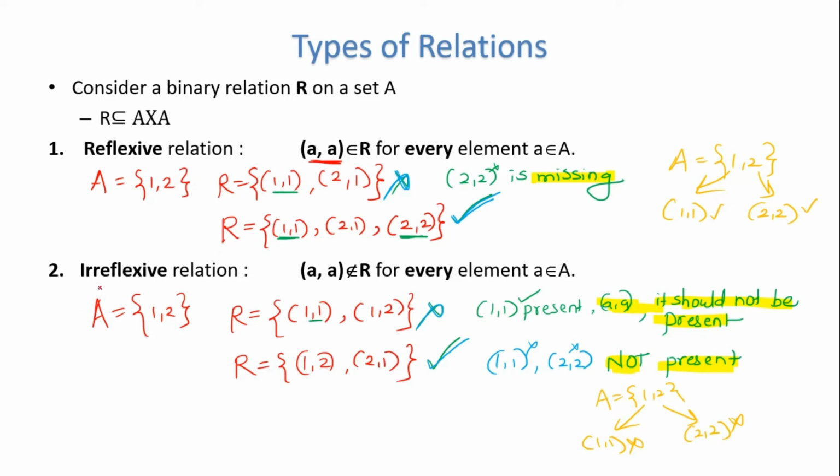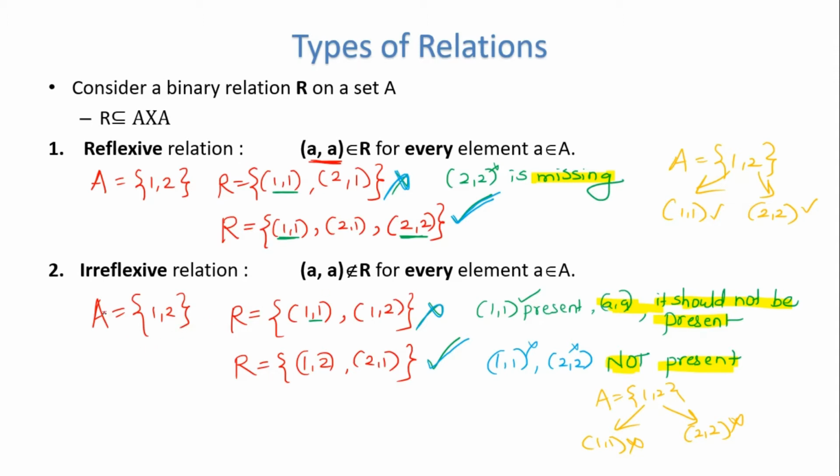Next type of relation is irreflexive relation. This is exactly the opposite of reflexive relation. Here, for each and every element of your set, you should not have a self-ordered pair. If even at least one is present, then your relation is not irreflexive.